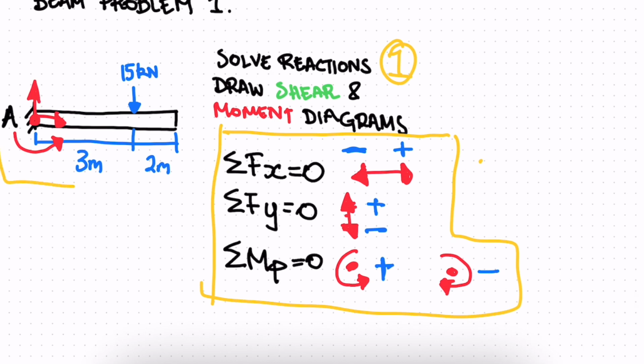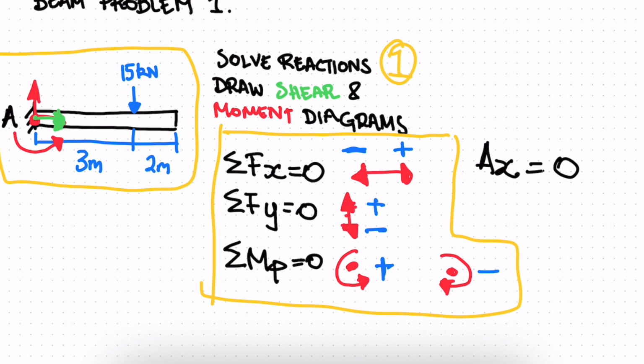If we look at our beam, we're going to look at sum of forces in the X direction. We have our reaction that's in the positive, so we can write that. Let's say AX, and we don't have any other forces. So AX is going to be equal to 0.